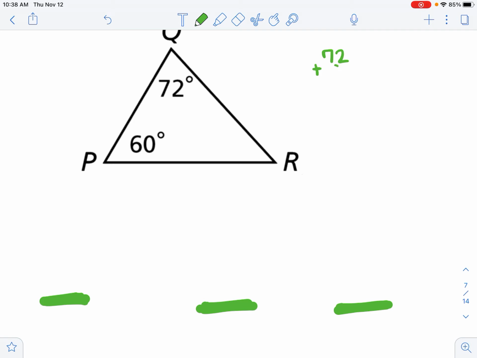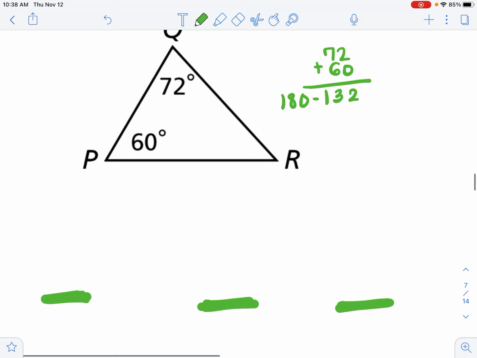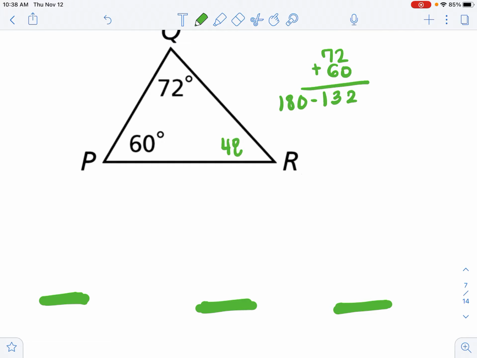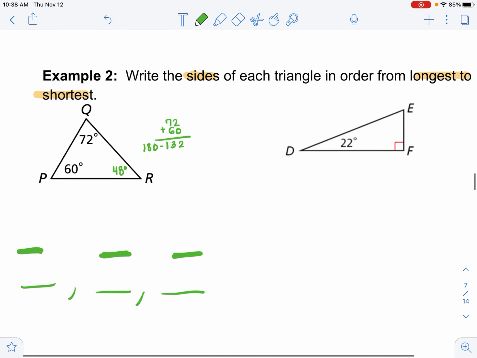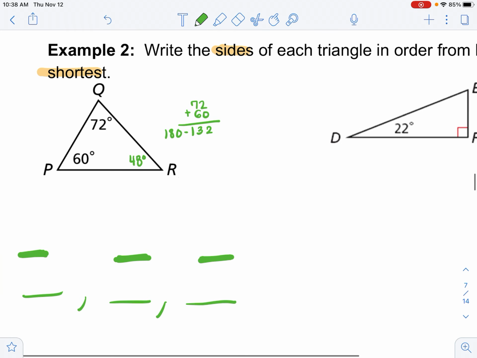So I'm going to find the third angle by doing 72 plus 60. That is 132, and then I have to do 180 minus that. Don't forget to subtract that from 180, so that is 48 degrees. Okay, so now I'm able to do what they asked me for. I got to look again because I forgot I want the longest to shortest side. So I need my biggest angle. My biggest angle is 72, so my biggest side is PR or RP.